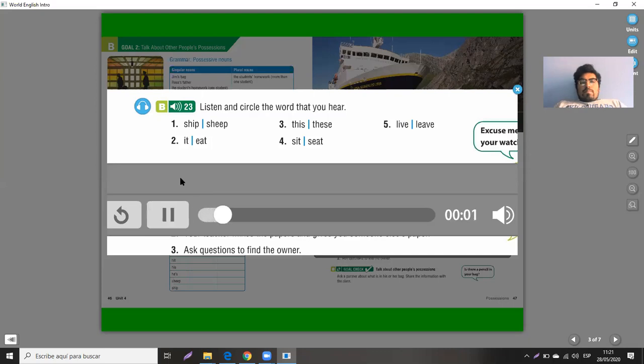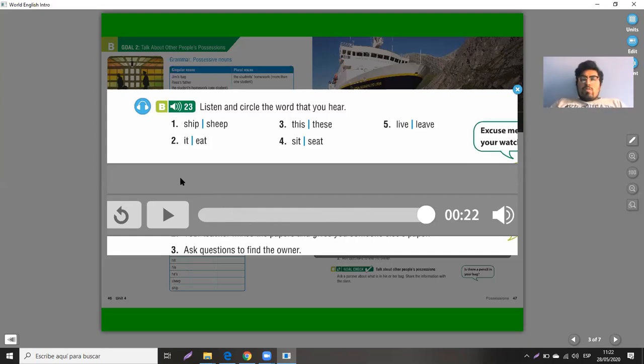All right. So please, one more time. 1. Sheep. 2. Eat. 3. This. 4. Seat. 5. Live. Very good. So now let's do it one more time. And now I check it with you.